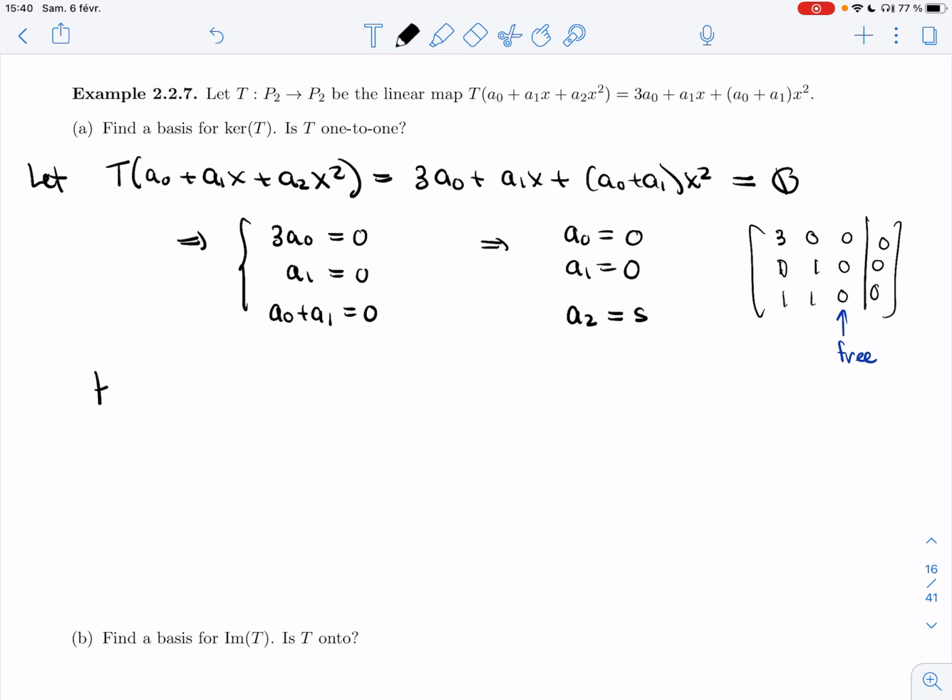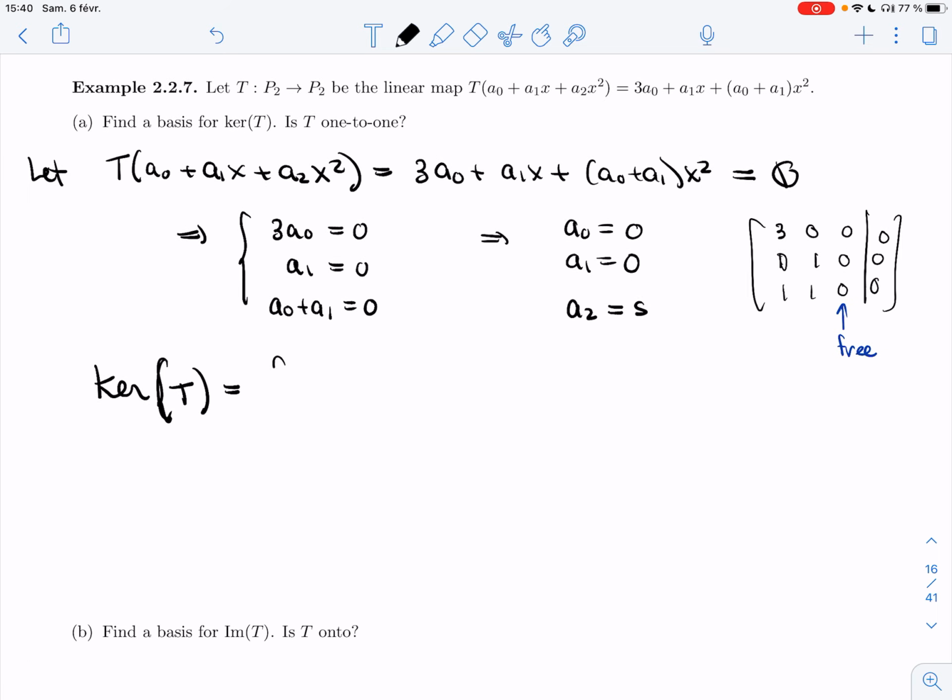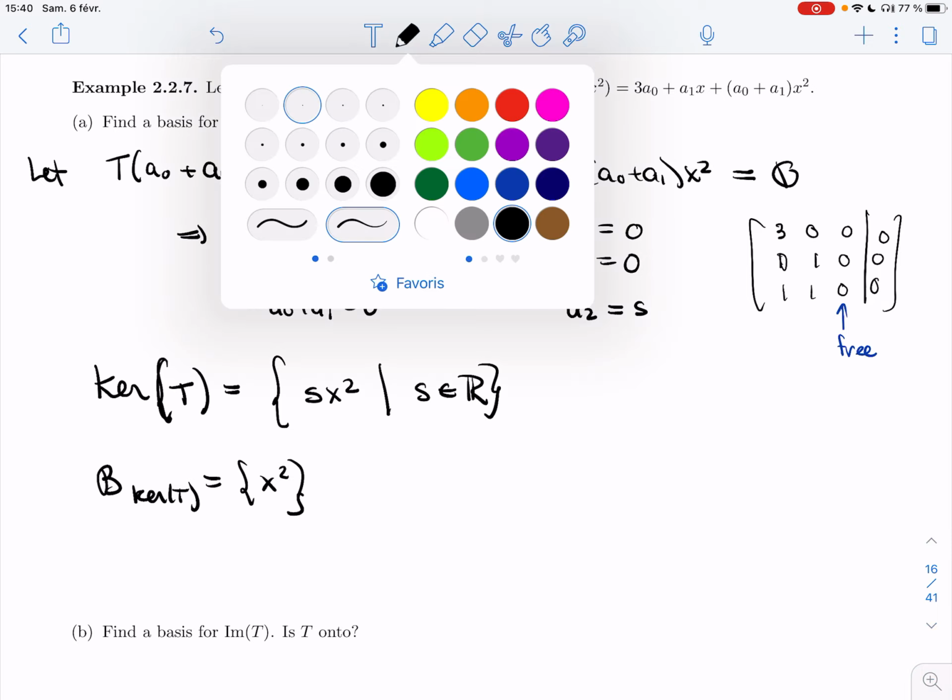So that means the kernel of T is going to be the set of Sx squared, S in R. So the basis for the kernel is just x squared. We have a basis. That was the first question.